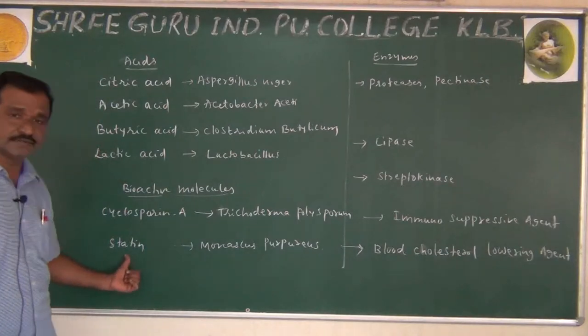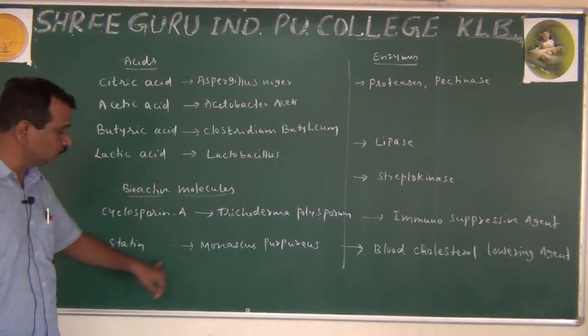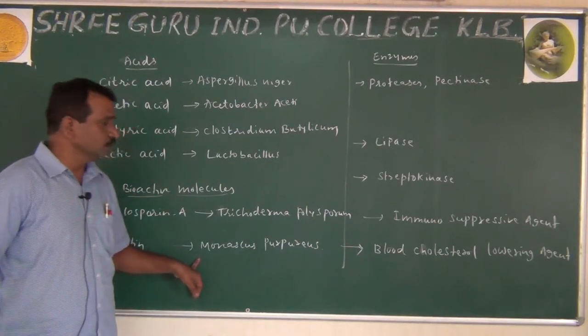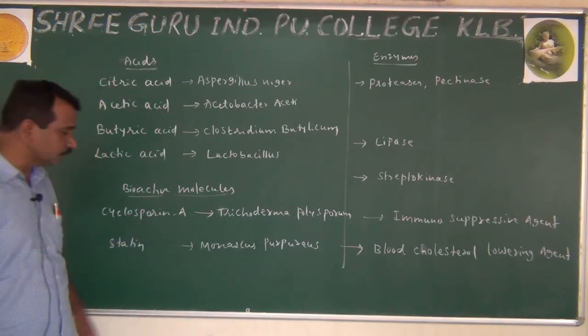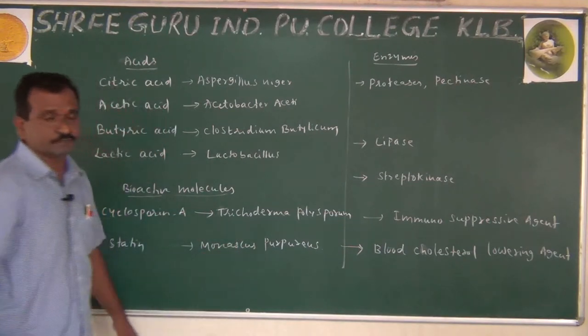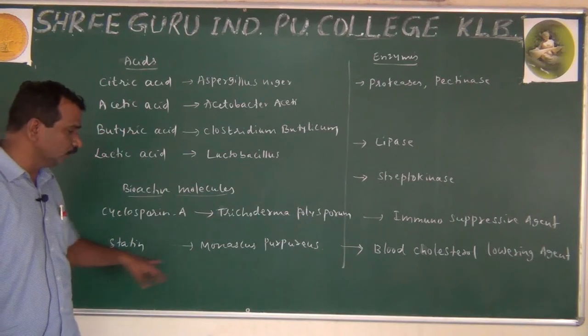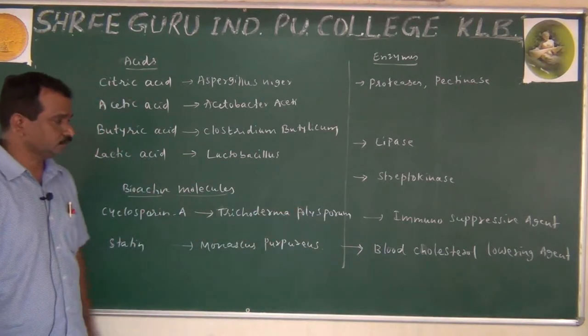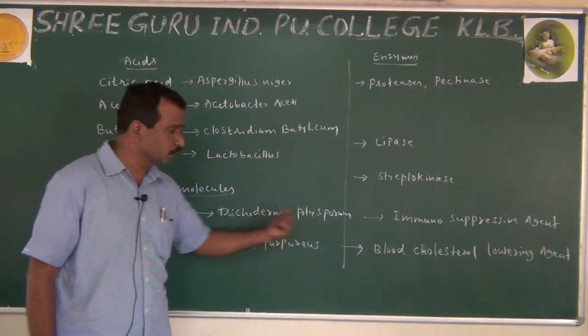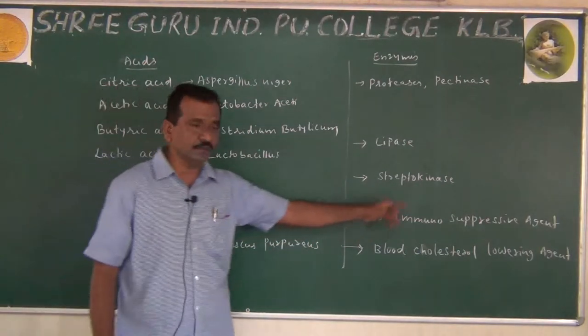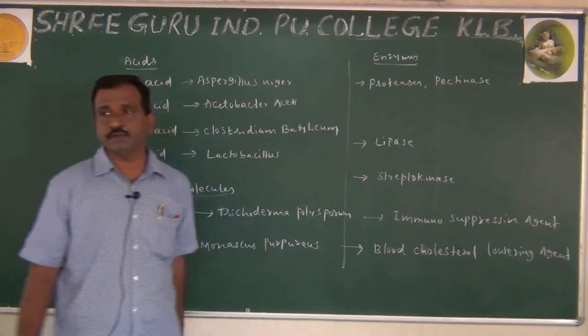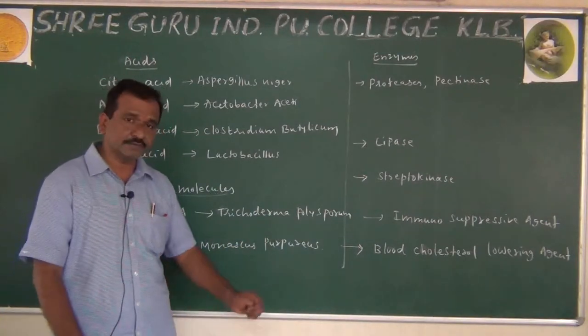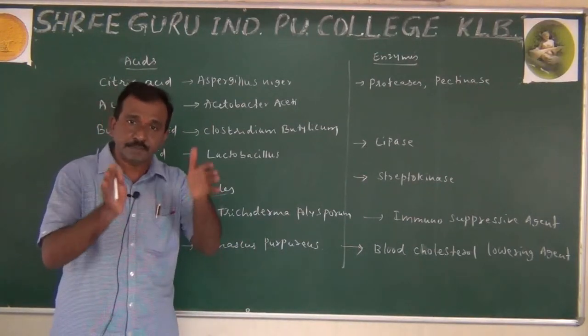Similarly, statin is another bioactive molecule. The fungus used for it is Monascus purpureus. Trichoderma polysporum produces cyclosporin A, which acts as an immunosuppressive agent. As discussed in the earlier class, immunosuppressive agent means the immune system is suppressed.